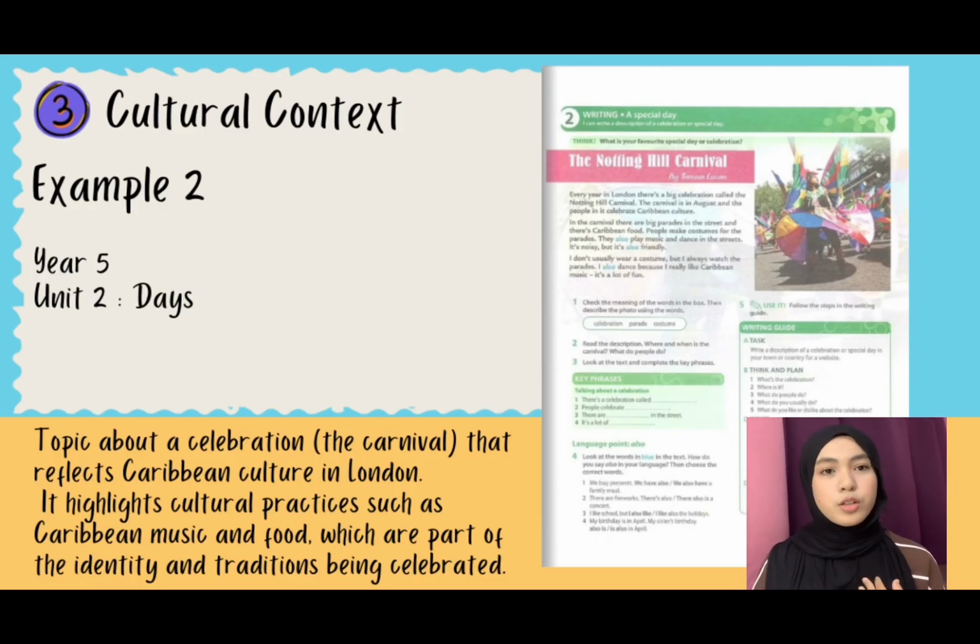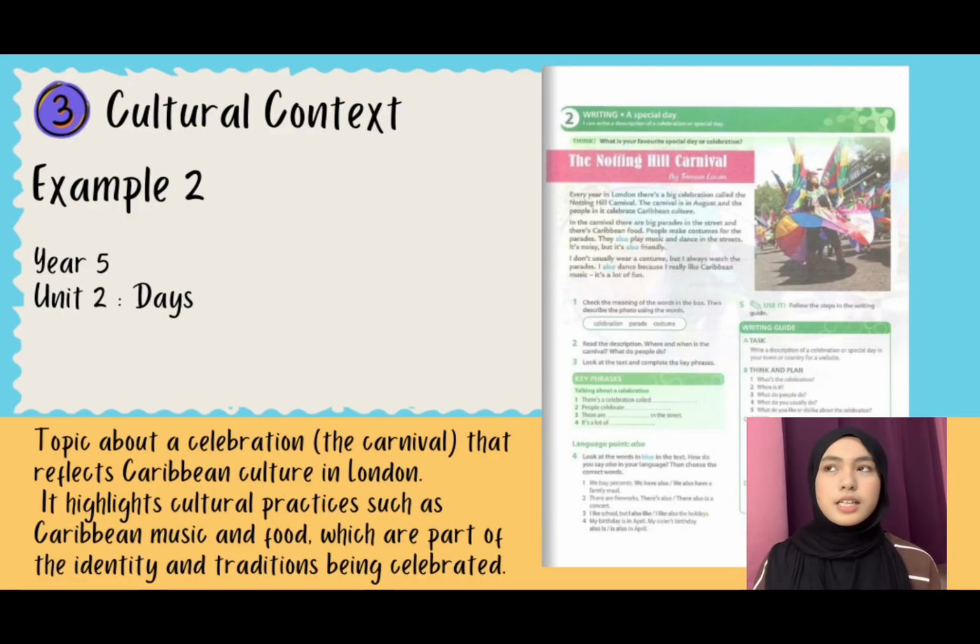Now, I will continue with the second example, which focuses on cultural context. This example is taken from the Year 5 textbook, Unit 2, Days. The topic here is about a celebration, specifically the Notting Hill Carnival in London. So basically, this carnival reflects Caribbean culture and it highlights cultural practices such as Caribbean music, food, and costumes. These cultural elements are important because they represent identity and traditions being celebrated by the community.